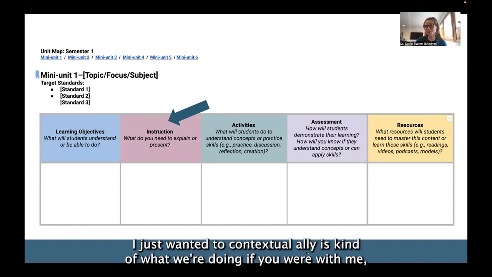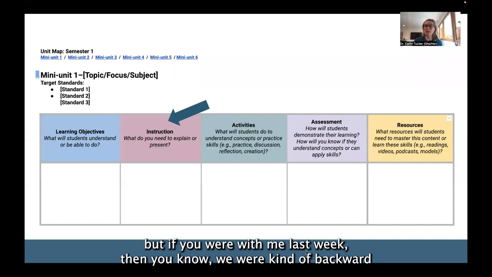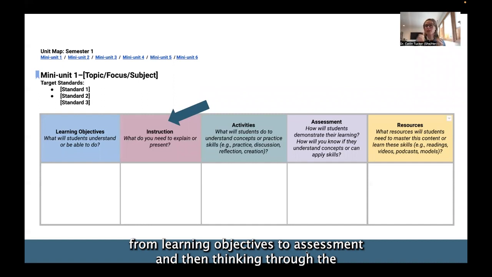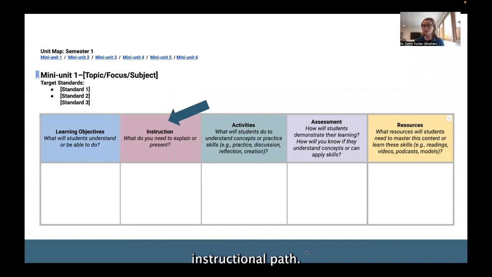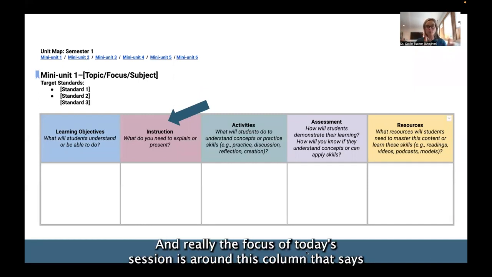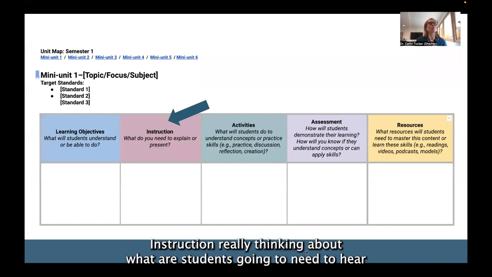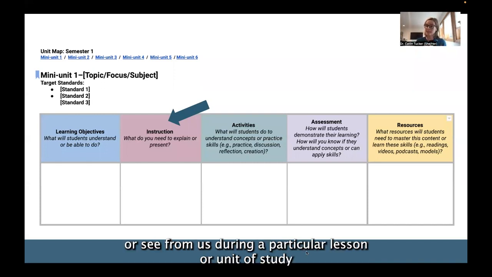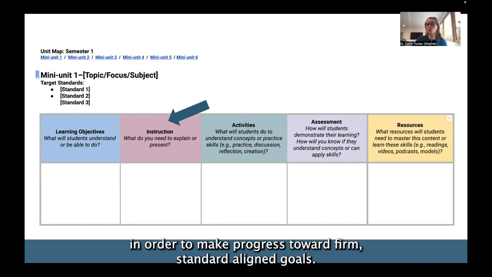I just wanted to contextualize what we're doing if you were with me. If you were with me last week, then we were backward designing from learning objectives to assessment, and then thinking through the instructional path. And really the focus of today's session is around this column that says instruction, really thinking about what students are going to need to hear or see from us during a particular lesson or unit of study in order to make progress toward firm, standard aligned goals.